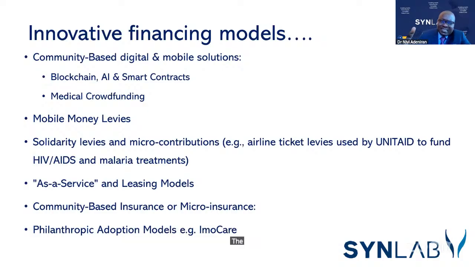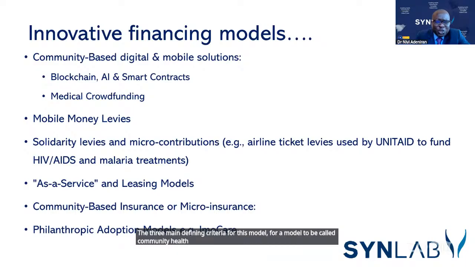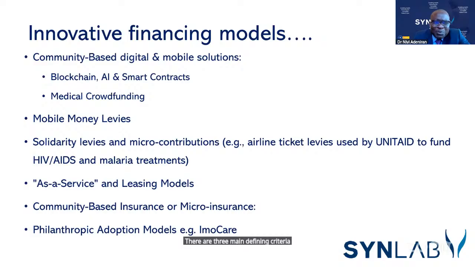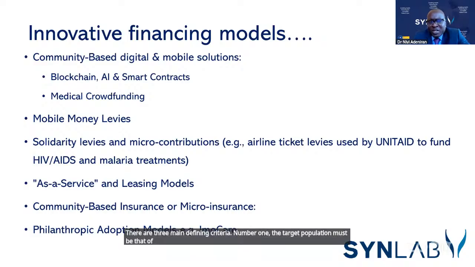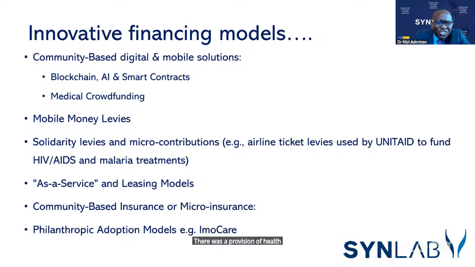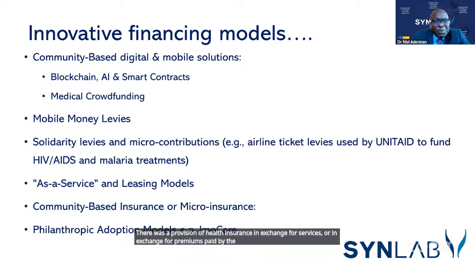The three main defining criteria for a model to be called community health insurance, community-based insurance, or micro-insurance are these. Number one, the target population must be low-income individuals or low-income households. Number two, participation must be voluntary. And number three, there must be provision of health insurance in exchange for premiums paid by the enrollees. This model prevents families from selling their properties or assets, or borrowing money at high interest rates, to pay for medical emergencies.